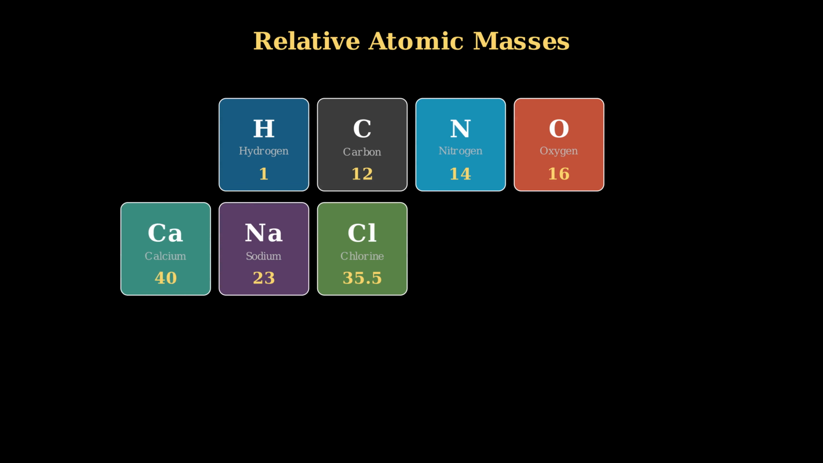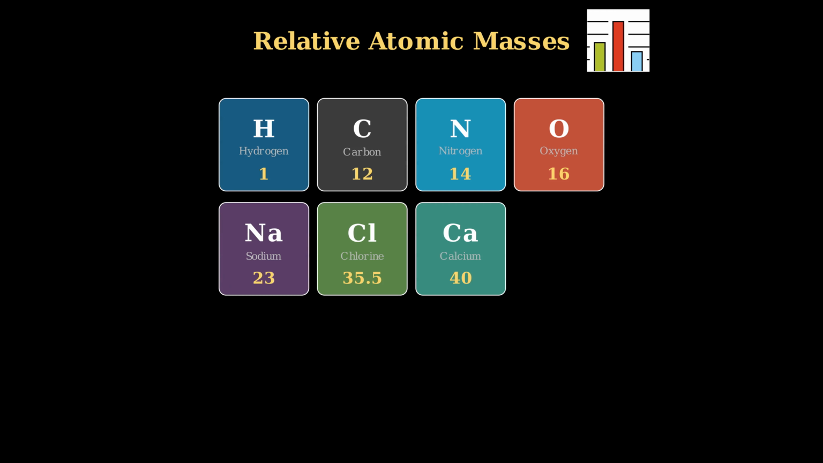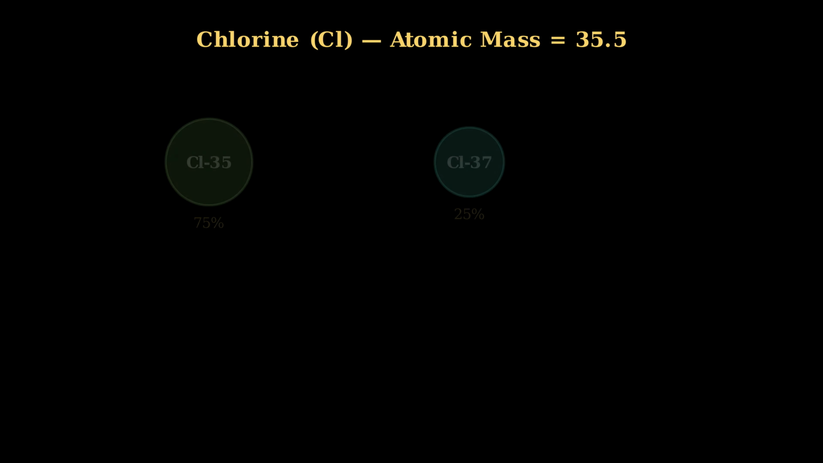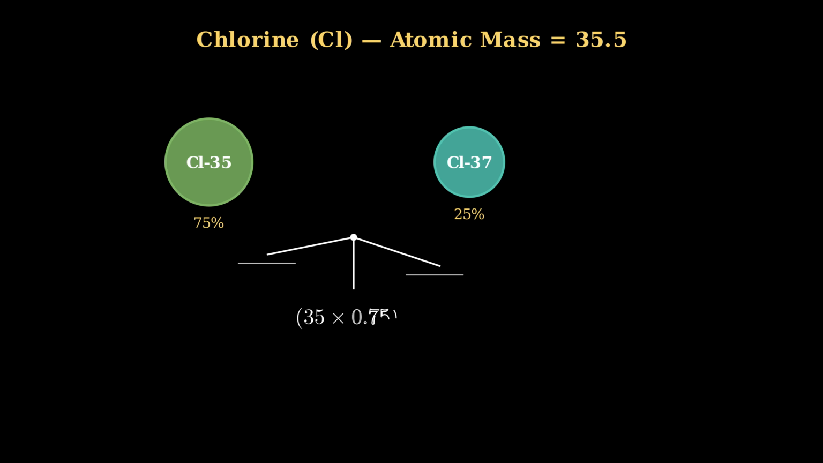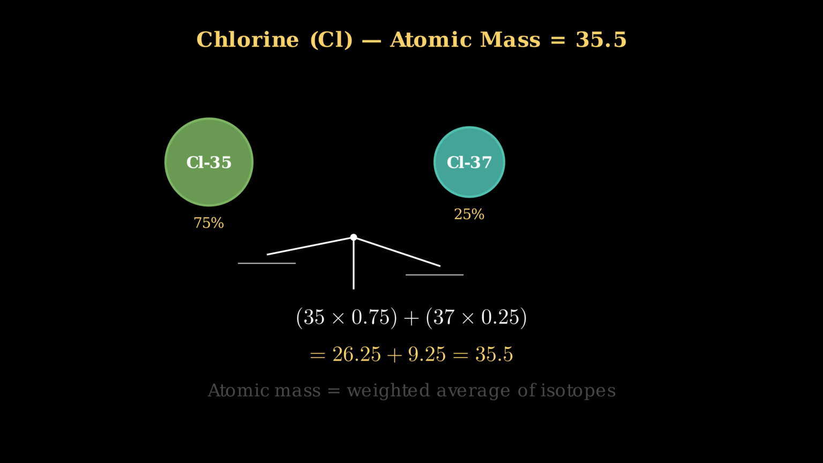It tells us how heavy an atom is relative to the carbon-12 standard. It has no units, just a pure number. Notice that chlorine has a mass of 35.5, not a whole number. That's because natural chlorine is a mixture of isotopes, mostly Cl-35 and some Cl-37. The atomic mass is a weighted average.